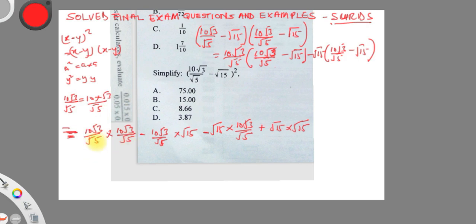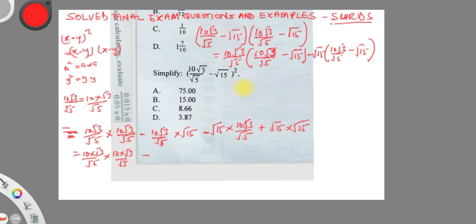Okay, and then we also have this, and then times this would mean that this is the same thing. So we have 10 times square root of 3 over square root of 5, times 10 times square root of 3 all over square root of 5. This is what we are having. Minus, okay, let's just try to simplify some of them, because they don't have enough space.